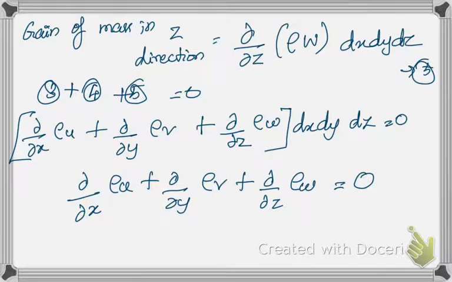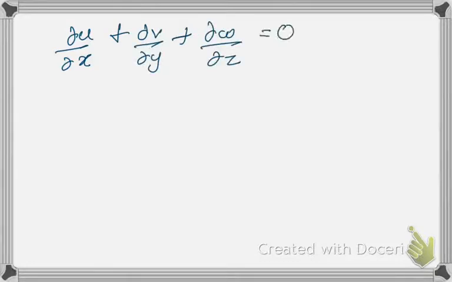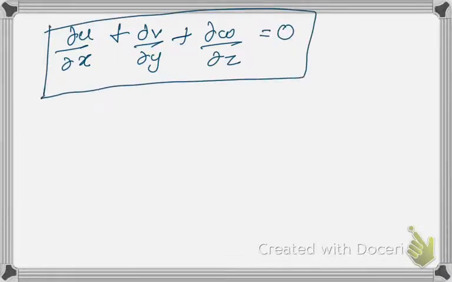Suppose the fluid is incompressible. If the fluid is incompressible, then rho will be constant, so you can omit that. So it becomes dou u by dou x plus dou v by dou y plus dou w by dou z is equal to 0. So this is the continuity equation in 3 dimension.